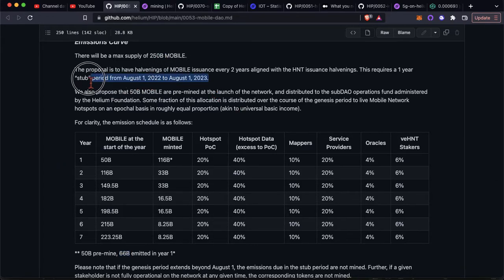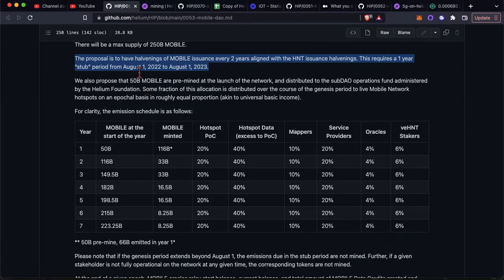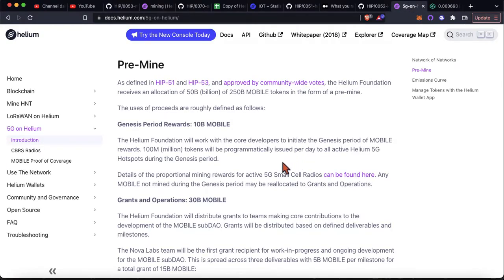Okay, so the HNT is going to be having, but what does it say? The proposal is to have halvenings of mobile issuance every 2 years aligned with the HNT issuance halvenings. This requires a 1-year stub period from August 1st, 2022 to August 1st, 2023. Okay. Yeah, so that's not happening, right? I mean, it's already November. They have not started minting mobile at all. We're still on this Genesis pre-mine. The Genesis funds are taken from this 50 billion pre-mine. Let me go to that.